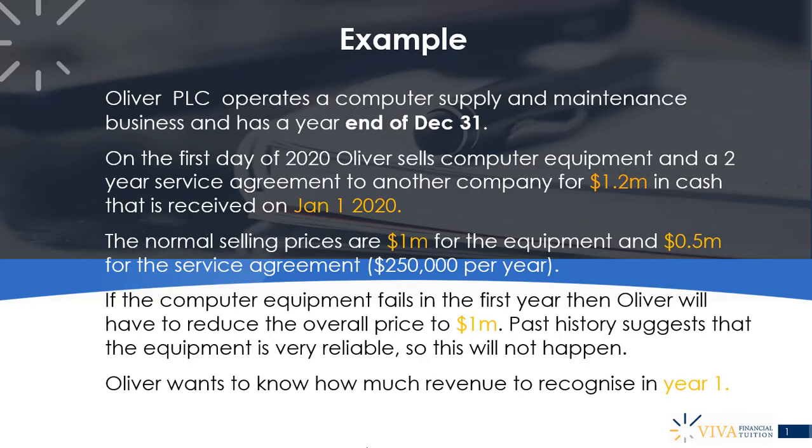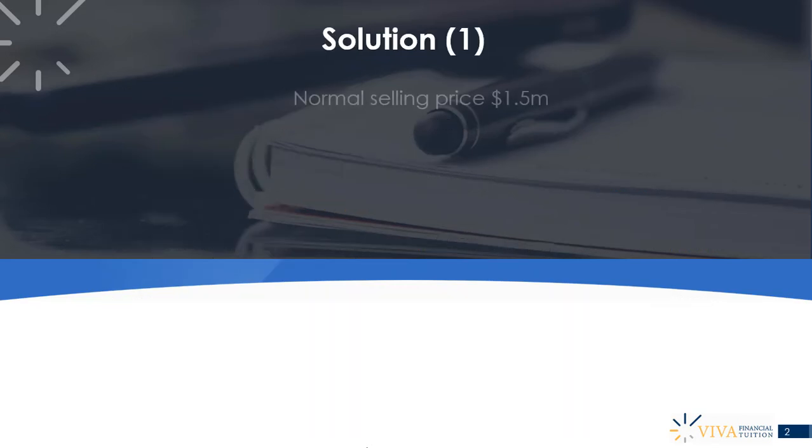Okay, so let's have a think about this. The normal selling price in total is $1.5 million. The actual selling price, the cash that we're going to receive, is $1.2 million, so we're giving a discount.